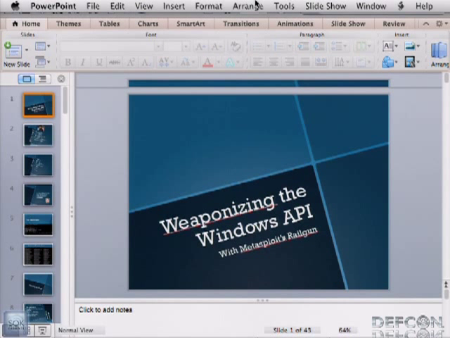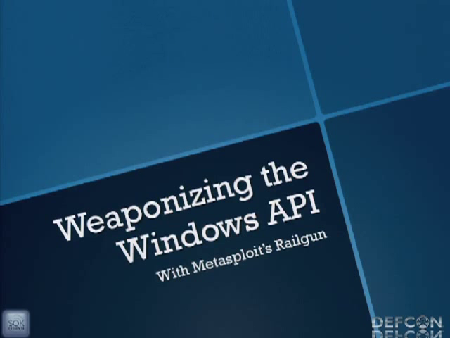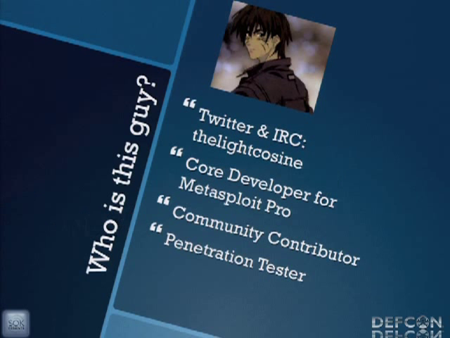This is Weaponizing the Windows API with Railgun, which is an extension of Metasploit. Some of you probably have no idea who I am. I'm the Lightning Cosine. I am one of the core developers for the Metasploit Pro product. And before that, I was a long-time Metasploit Framework contributor and a professional penetration tester.